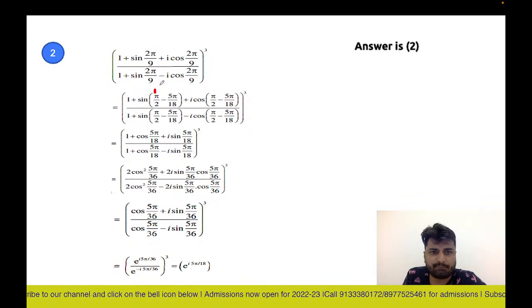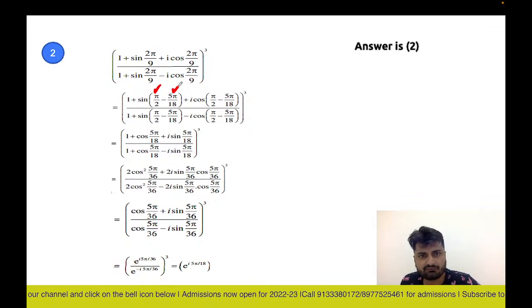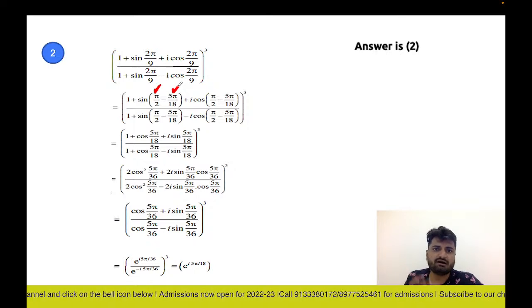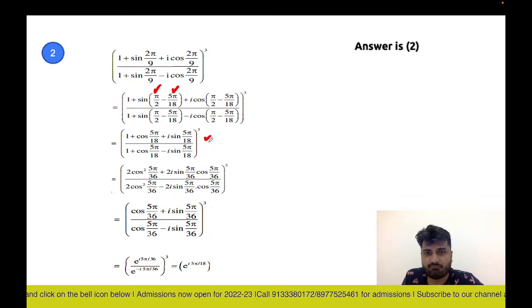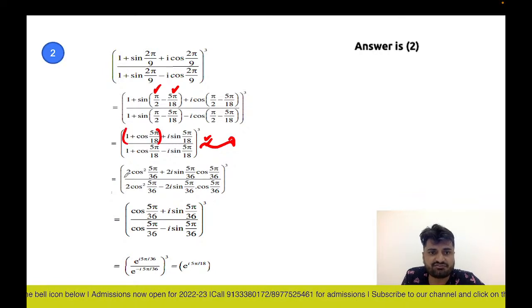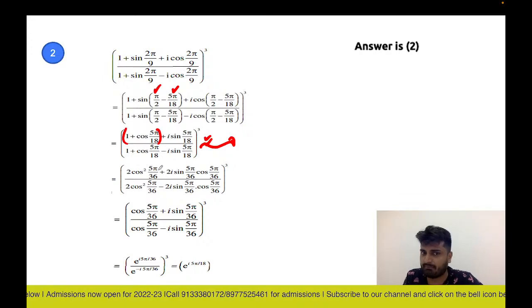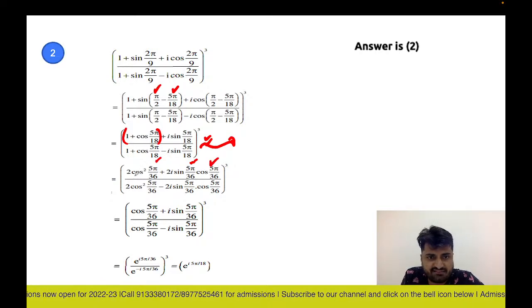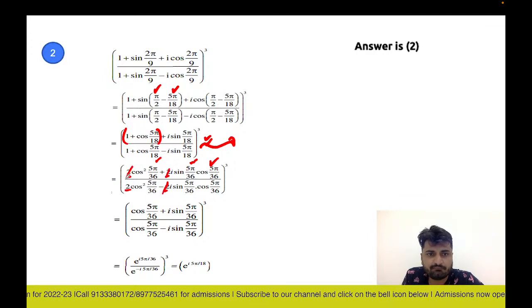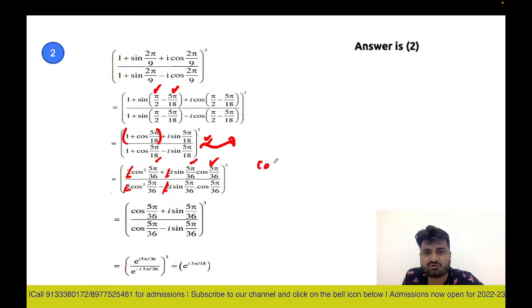So as you can see, I have written pi by 2 minus 5 pi by 18. So if we do this, we will be getting it in this form. And here 1 plus cos theta, you are observing that I am writing it as 2 cos square theta by 2. So 50 by 2 you will get 25, or 5 pi by 36. And this is 2 cos theta by 2 sin theta by 2. So from this you are observing that 2 everywhere is there, that I can cancel. And cos 5 pi by 36 is common, so I can take it common.